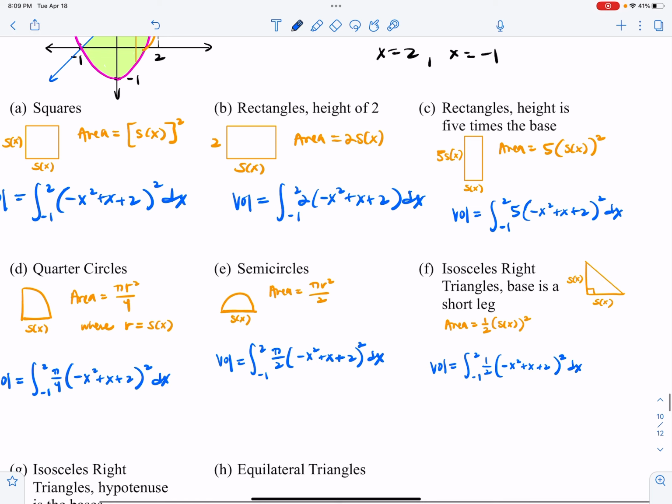And you guys know how to integrate all of these by hand. Ooh, some of them would be yucky to have to multiply out, or you could use your calculator.